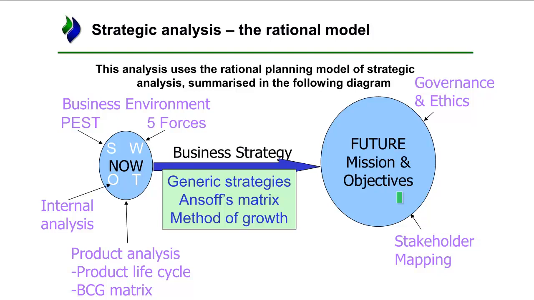And the rational model of business strategy then says that over on the right hand side, over here on the future, we must decide what is our specific goal, what are we trying to achieve, what is our mission, what is our objective.